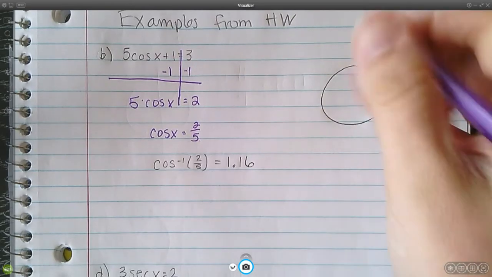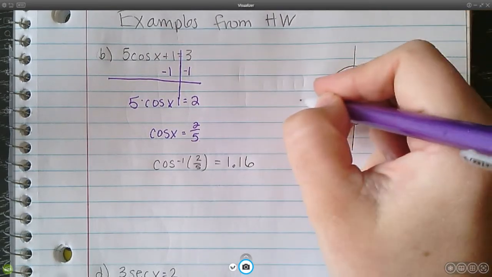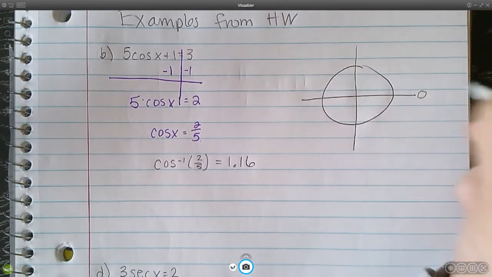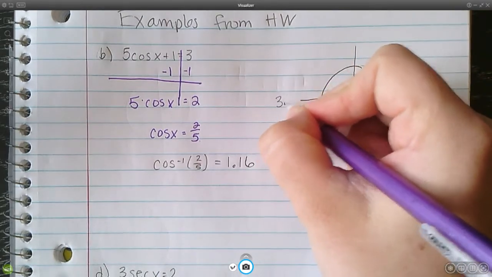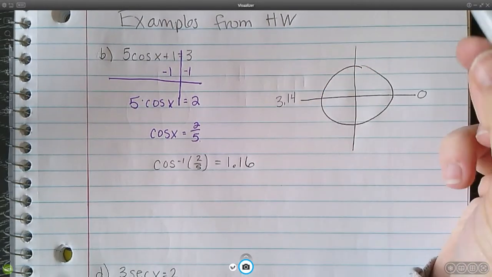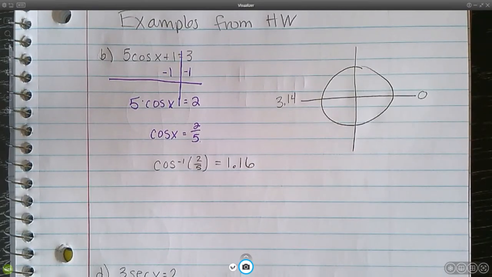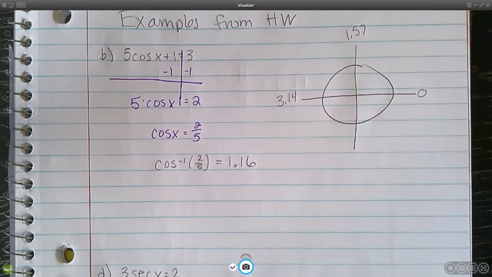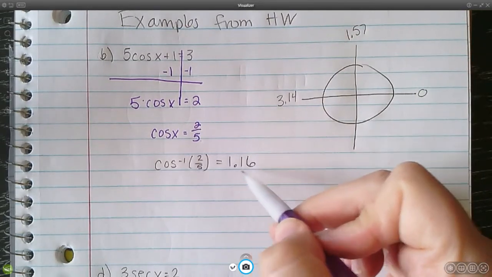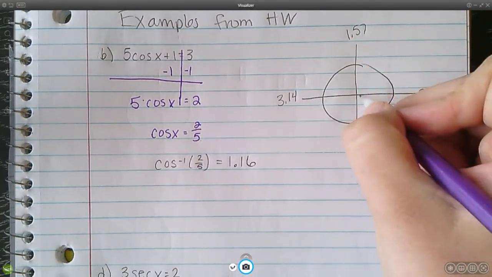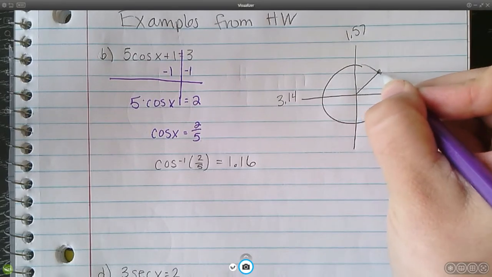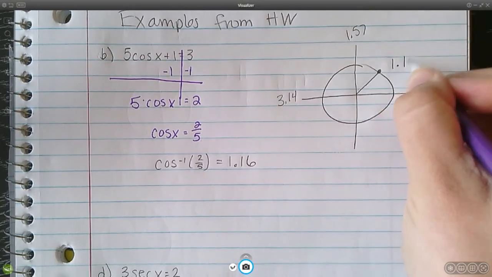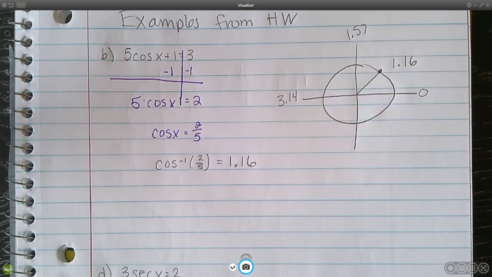So remember, 1.16 is talking about radians. So here's 0 radians. Here's 3.14 radians. This is at about 1.57 radians. So we're looking for 1.16, which is, I don't know, somewhere in here. So let's just say this is at 1.16 radians.